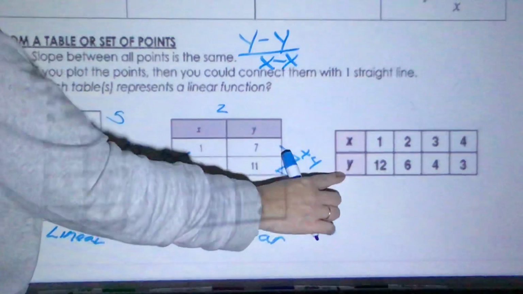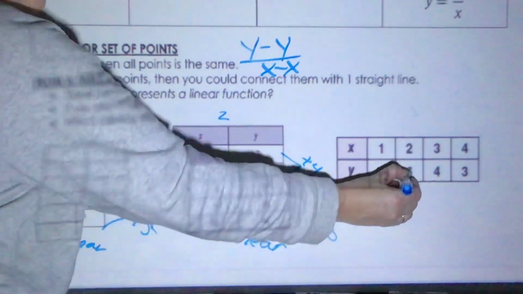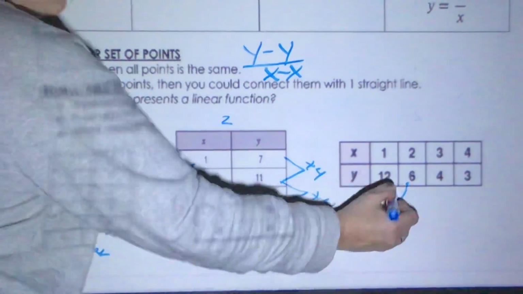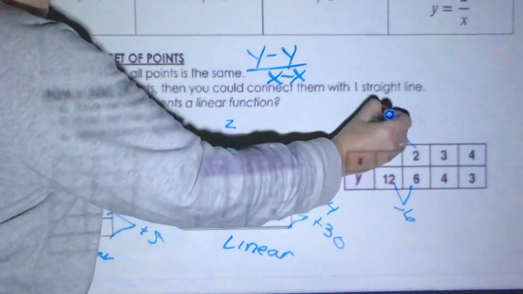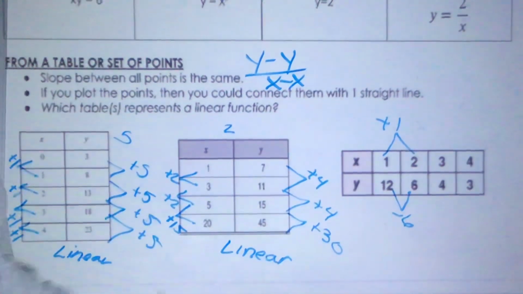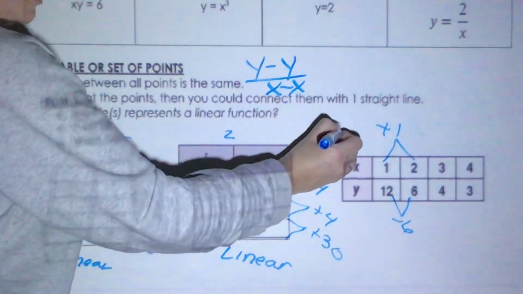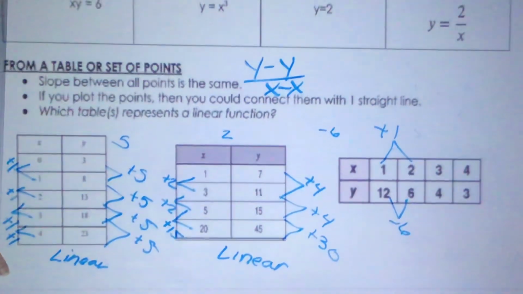And for our last example today, I'm going to start with y. My table's written differently, but I'm going to start with my y's. To get from 12 to 6, I would have to subtract 6. To get from 1 to 2, I'm adding 1. So my slope would be negative 6 over 1, or negative 6.